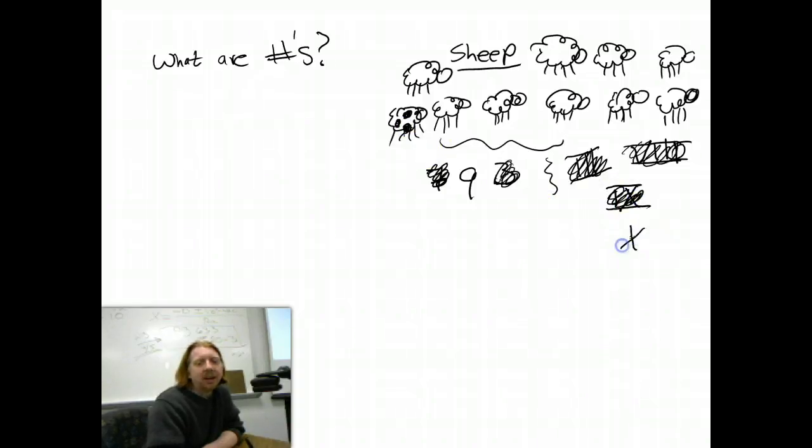That sheep has 5 legs. It has a very sad tail. Yeah, it's a mutant sheep.